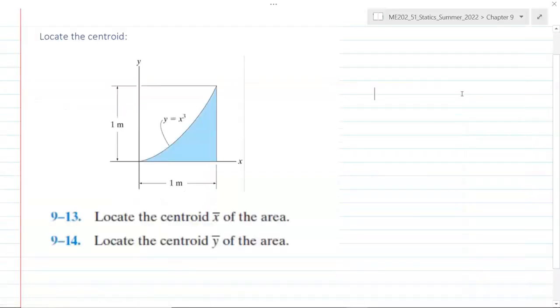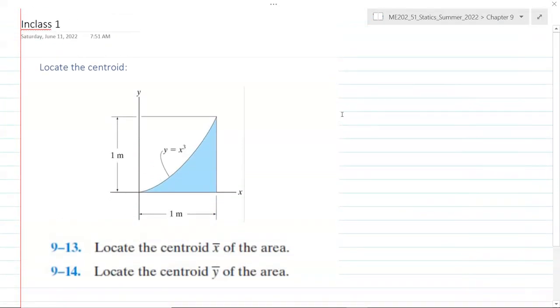Okay, chapter 9 in class exercise 1, problem number 1. Locate the centroid. That means find out the x bar and y bar for this shape. We are locating the centroid, that is the geometric center of this shape here. Now, the xy coordinate system is defined, and this point is defined as 0, 0, and the curvature has this equation y is equal to x cube. Okay, and we need to find the x centroid and y centroid of this area.